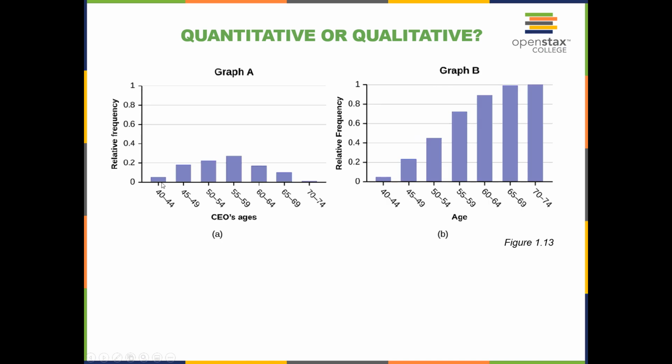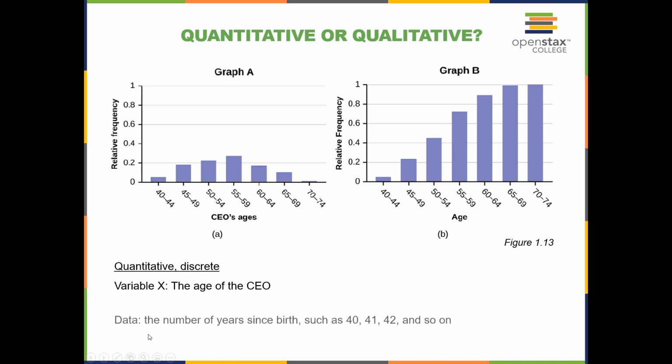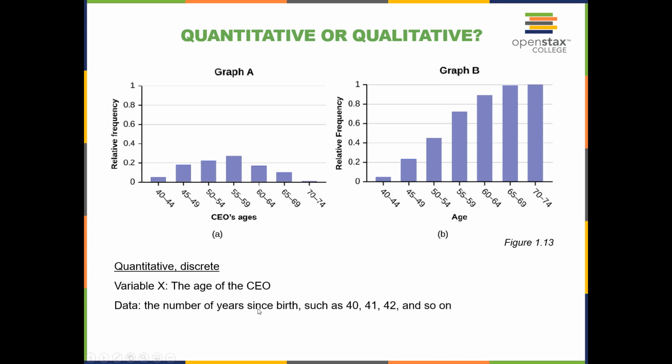Here we have CEOs' ages. So the variable would be the age of the CEO. And since we're counting years since birth when we record a person's age, that would be quantitative discrete. The data are the number of years since birth. So you could have answers like 40, 41, 42, and so on.